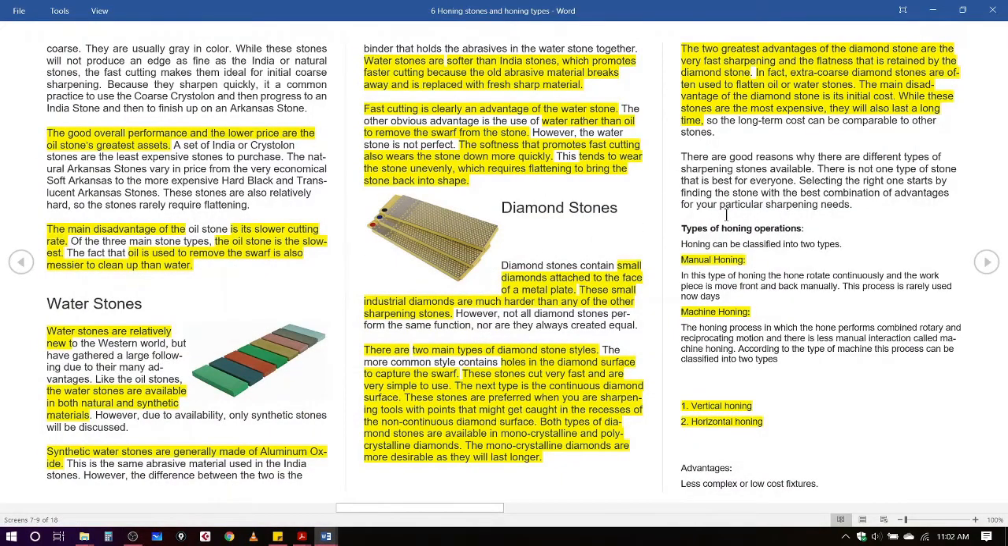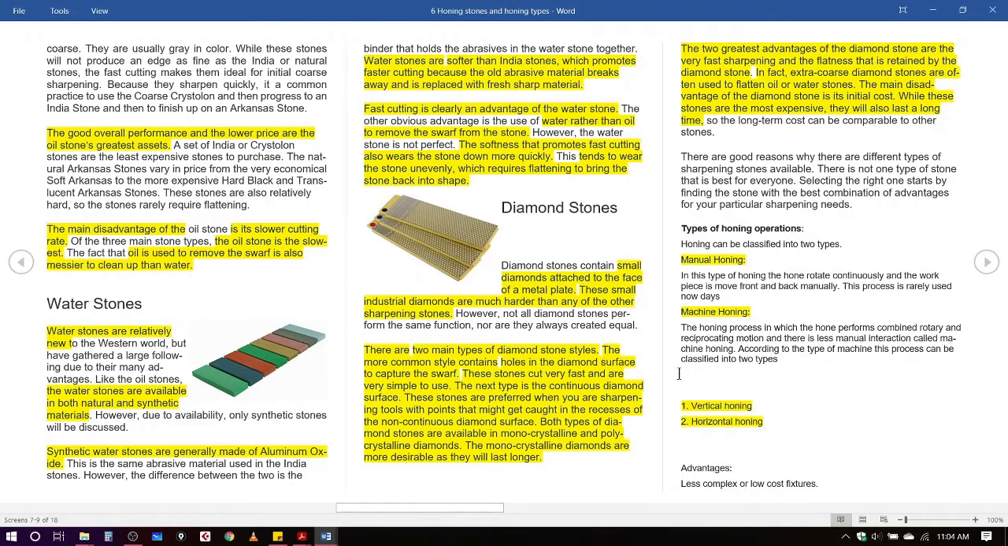Next is diamond stone. Diamond stones usually contain small diamonds attached to the face of a metal plate. A figure is shown here. These small industrial diamonds are harder than any other sharpening stones such as water stones and oil stones. The diamond stones are available in two forms. They are hole type diamond stones and continuous type diamond stones.